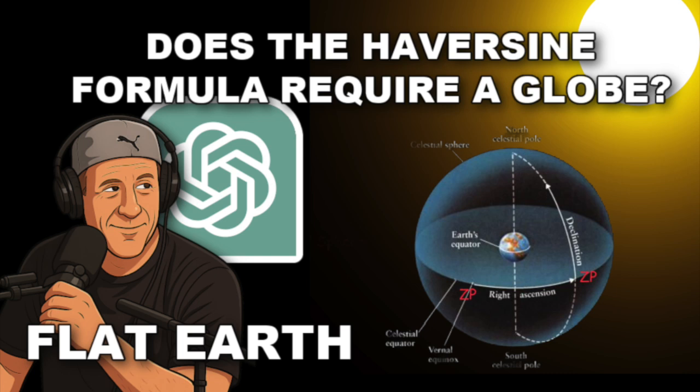That's an interesting thought experiment. The key idea is that both models rely on a coordinate system that uses angular measurements, latitude and longitude, derived from the celestial sphere. In other words, navigation relies on measuring angles to celestial objects like the sun and stars.